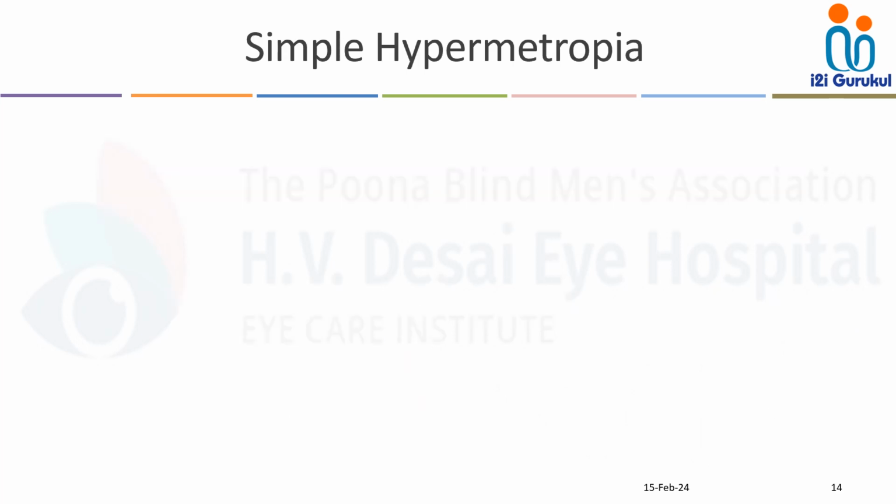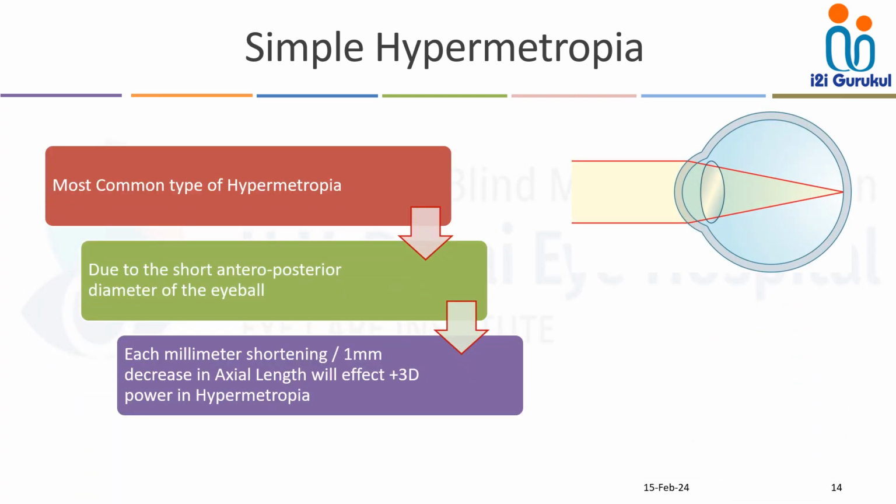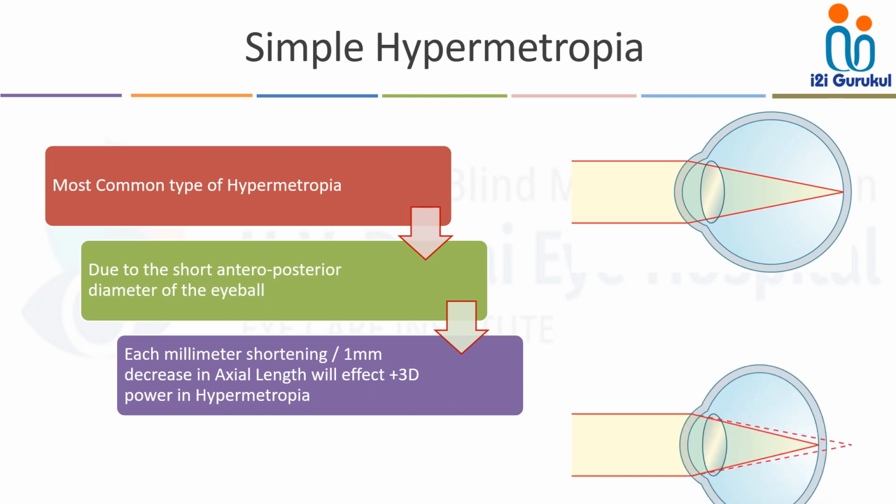Now we'll see the simple one, that is axial hypermetropia. Due to the smaller eyeball size at birth, all newborn babies have hypermetropia. Axial hypermetropia is mostly seen in cases like orbital tumor, inflammatory mass, edema, coloboma, and microphthalmus. As I said earlier, the normal axial length of the eyeball is about 24 millimeter. So this is about axial hypermetropia.